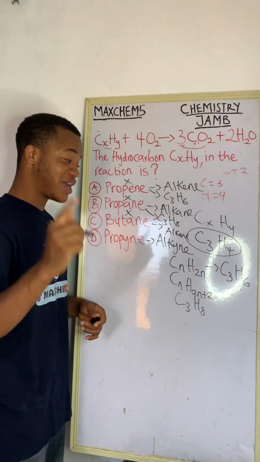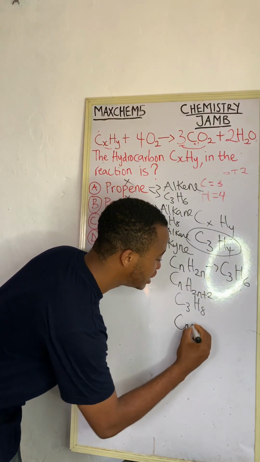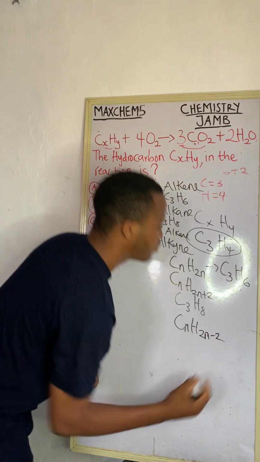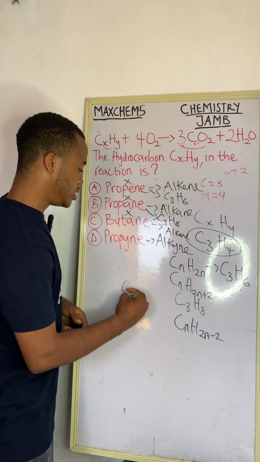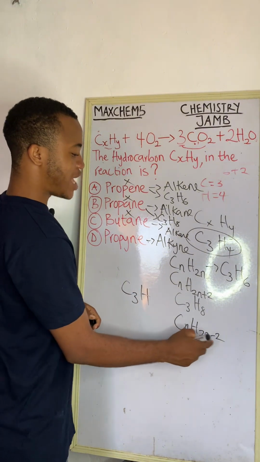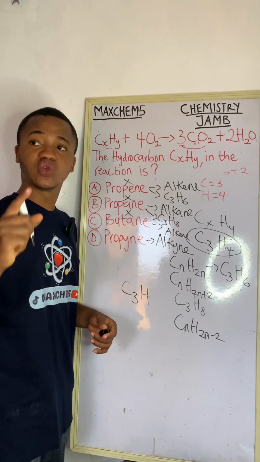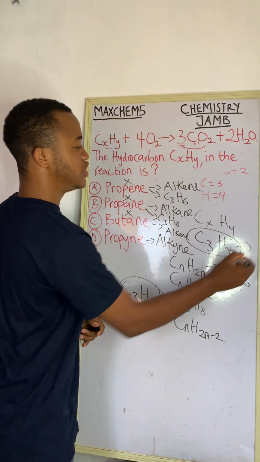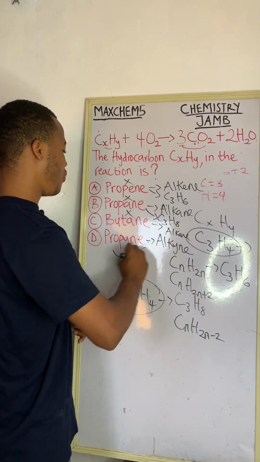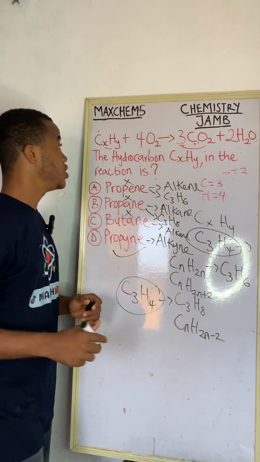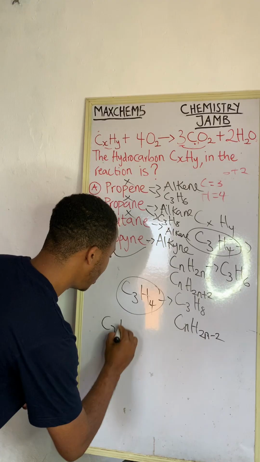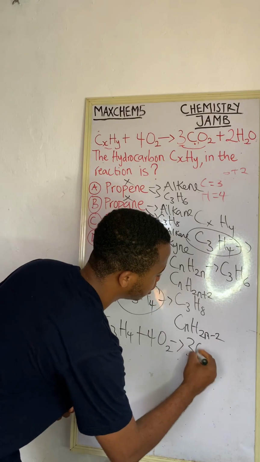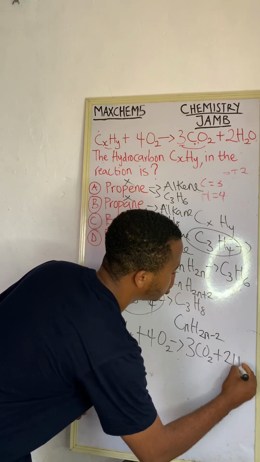So let's get the formula. Don't forget I told you guys that the formula for the alkyne homologous series is CnH2n minus 2. Our n is 3, so C3H, 2 times 3 is going to give you 6, and 6 minus 2 is going to give you 4. So C3H4. Don't forget that our target was C3H4. So the correct answer is propyne. So now, the correct reaction is going to be C3H4 plus 4O2 to give 3CO2 plus 2H2O.